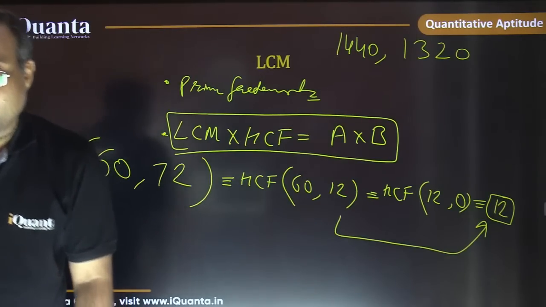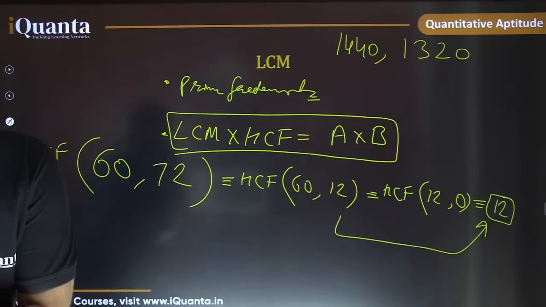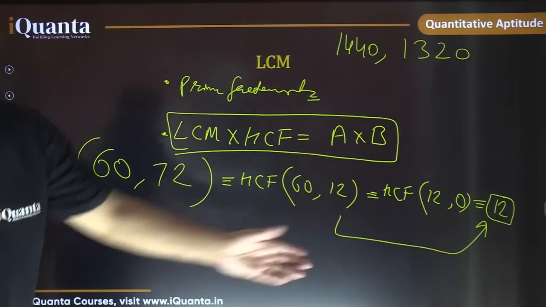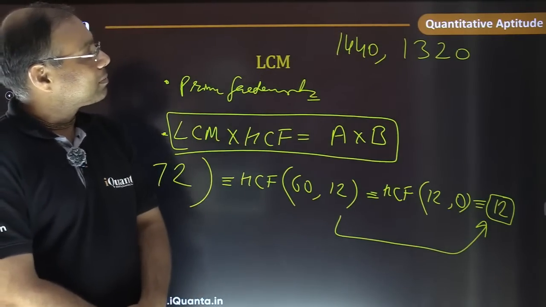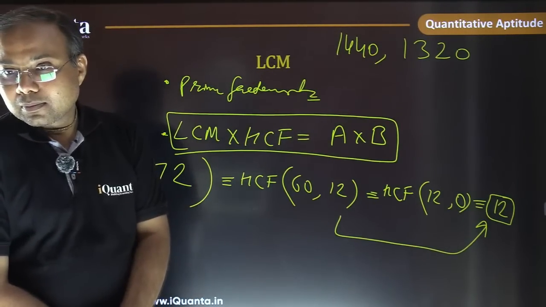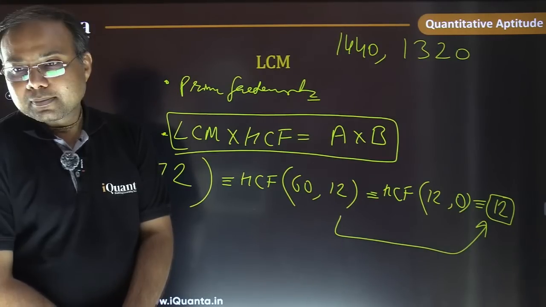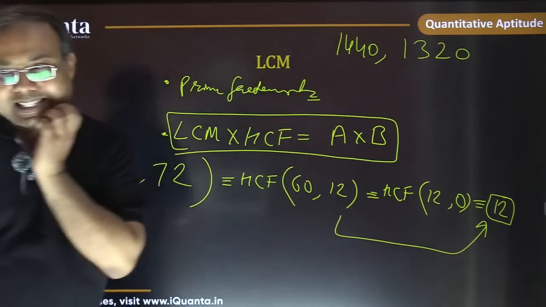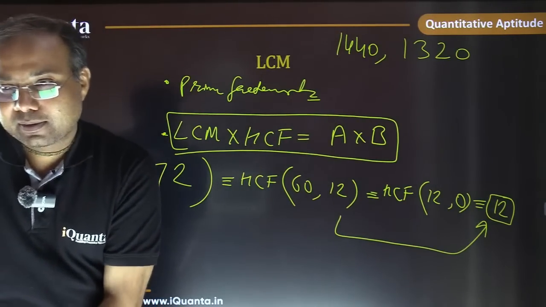What mode here, Navanil? Yes, this is the method. This is the method actually. Okay, find fast. What is HCF here? What is the HCF here? Fast, please. Yes, 120, correct. It's not 12, 120.